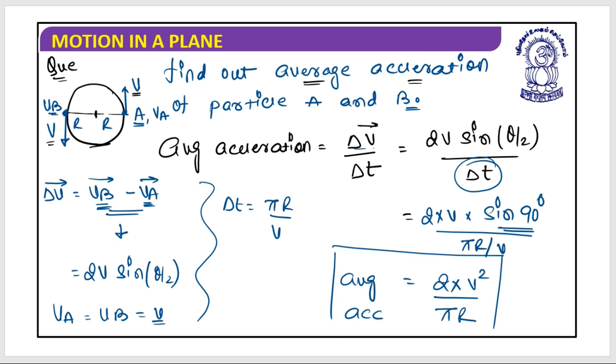This would be the answer, 2v square by pi r. Is it the same as yours? Great job, well done. Will you be able to solve this kind of question? Great. So this is the simplest approach to calculate the relative velocity when the object is moving in 2 dimensions.